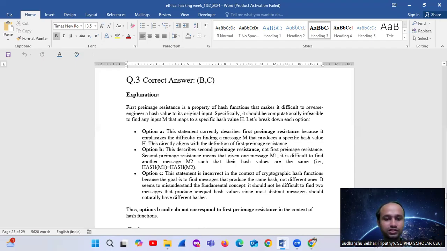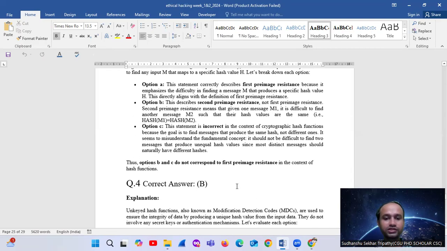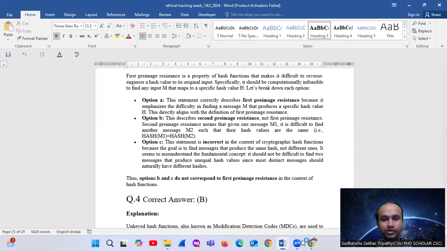So option C, this is incorrect. In the context of cryptographic hash functions, the goal is to find messages that produce the same hash, not different ones. It seems to misunderstand the fundamental concept. It should not be difficult to find two messages that produce unequal hash values, since most distinct messages would naturally have different values. Means different hashes. Okay. So option B, C do not correspond to first preimage resistance in the context of hash function. Okay, इसको याद रखो.